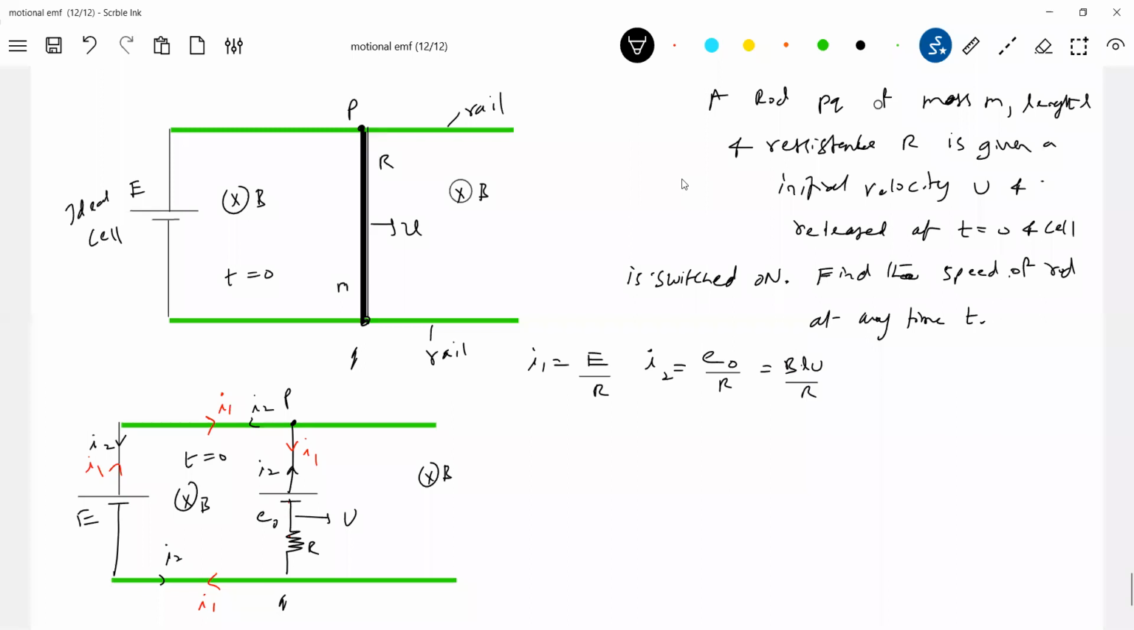Now we have this one. So which current will be greater? That depends upon the value of U. Am I right? The statement I just quoted. So the value of U is such that I2 will be less than I1. Let's assume that I1 is greater than I2. The resultant current, how will it be? The resultant current in the circuit will be towards right.